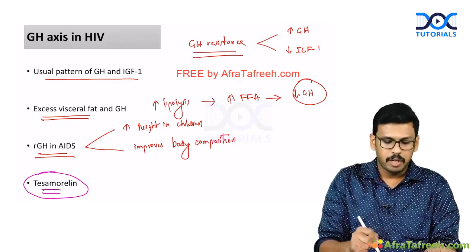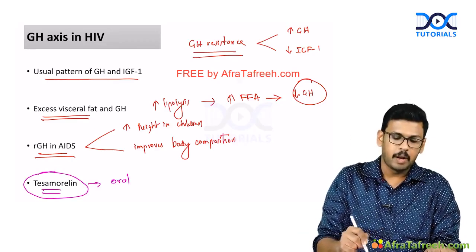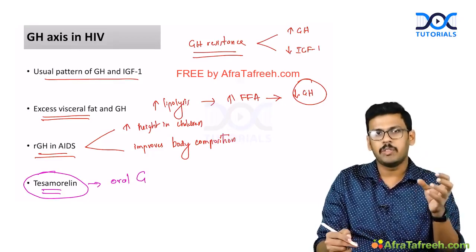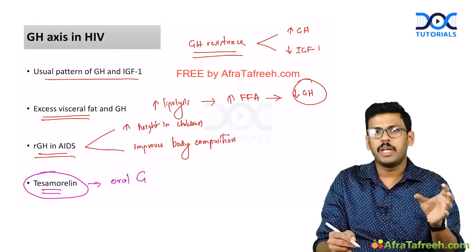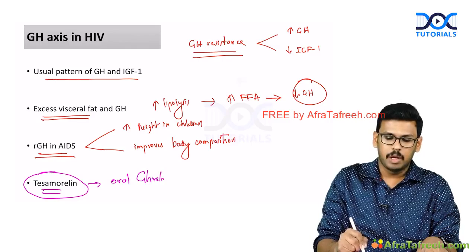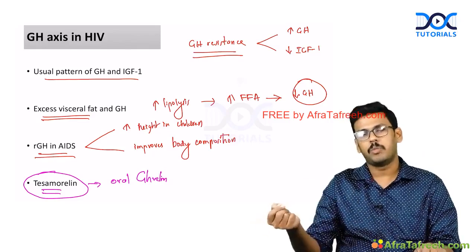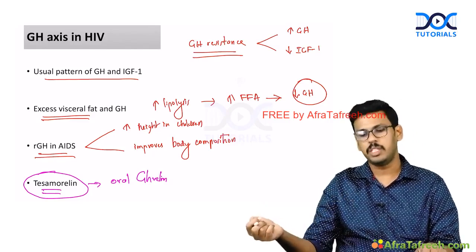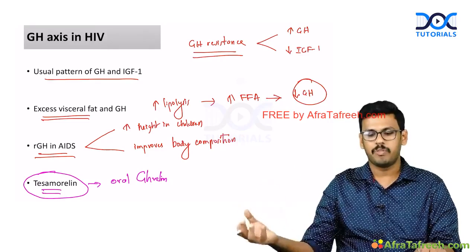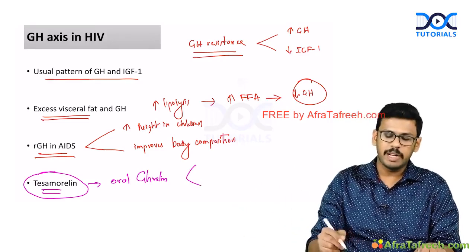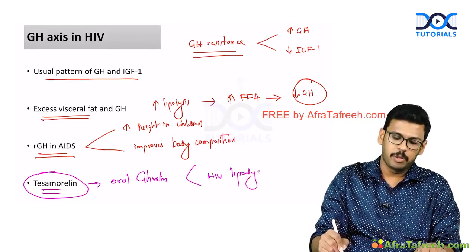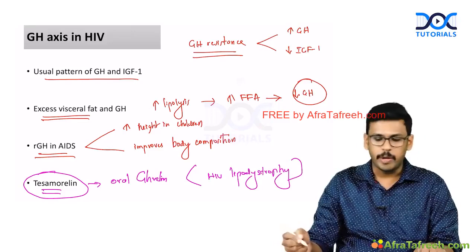So tesamorelin is an oral ghrelin analog. We have learned about macimorelin, which is again a ghrelin analog, which is approved for growth hormone stimulation testing in adults. So this is again an oral ghrelin analog. What it does is that it will increase the growth hormone release, and instead of recombinant GH injections, it will increase the growth hormone levels, thereby improving the lipodystrophy and body composition. So this is specifically indicated for HIV lipodystrophy. HIV lipodystrophy. This point you should keep in mind.